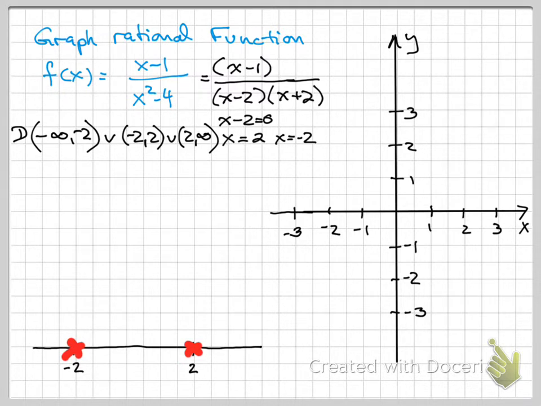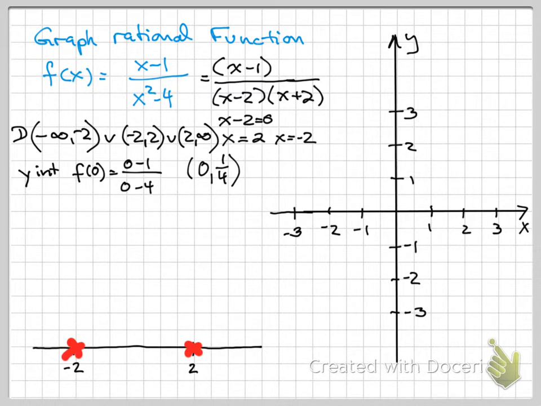Now we've got to find some points, and let's start with the Y-intercept. To find the Y-intercept, we set x equal to 0. So if x is 0, f of 0 is 0 minus 1 over 0 squared minus 4. All we have left is negative 1 over negative 4. The Y-intercept is (0, 1/4). So we have that point.